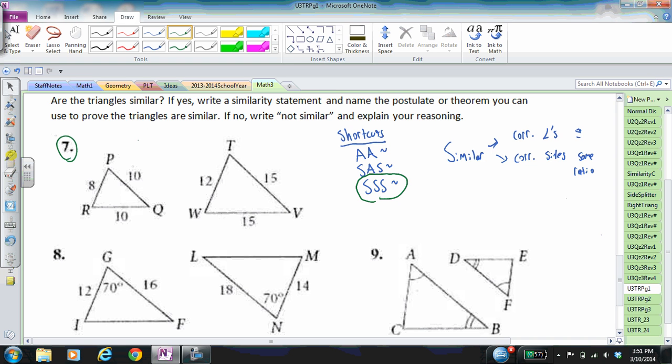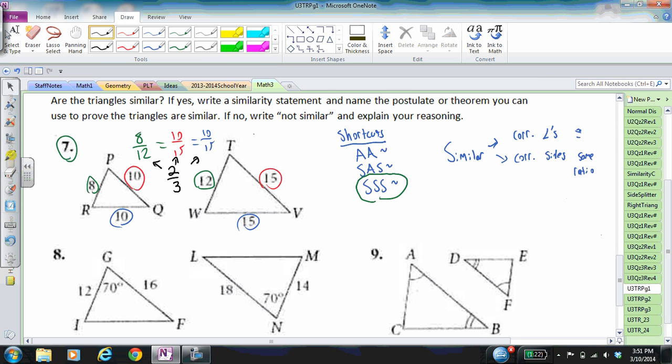So the question is, is 8 over 12 equal to 10 over 15? And is that equal to 10 over 15? Well, obviously 10 over 15 and 10 over 15 are equal. 8 over 12 is also 2/3. So because all of these things are 2/3, yay, the sides are proportional. So this is going to be a yes by side-side-side similarity.